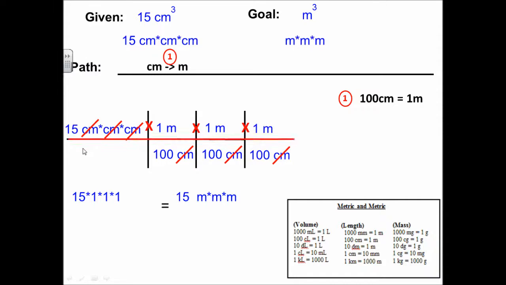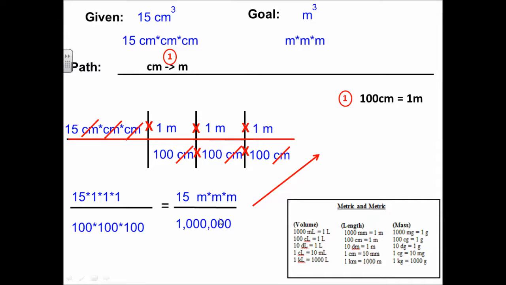Then it's all going to be divided by 100 times 100 times 100. And 100 times 100 times 100 is 1 million. So now we have 15 meters times meters times meters divided by 1 million. Well, guess what? Plug that into a calculator or just move your decimal place and you'll get an answer of 0.000015 meters cubed. That's it. That's all there is to solving for this problem.